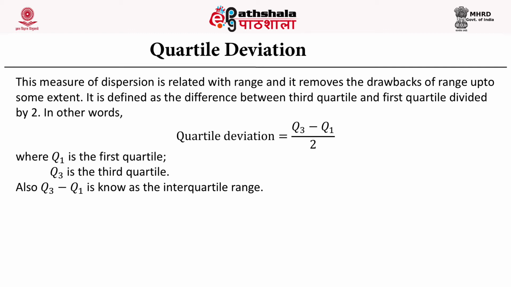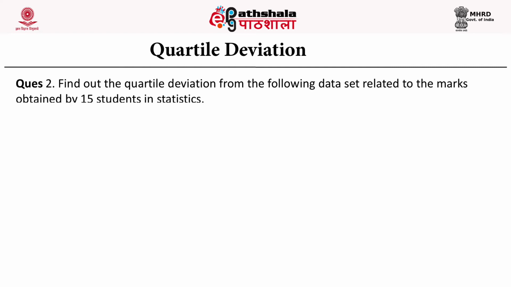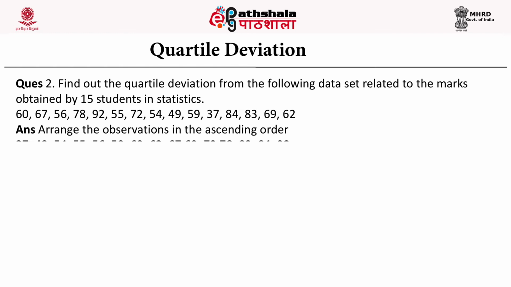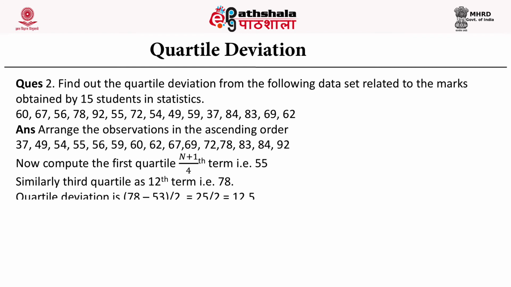Q3 minus Q1 is also known as the interquartile range. So we are interested to find out the quartile deviation for the given data set. For that, we have to arrange the observations in ascending order. After arranging the observations in ascending order, we first find the first quartile and third quartile, and quartile deviation is derived by subtracting the first quartile from the third quartile and dividing by 2. The answer comes out to be 12.5.